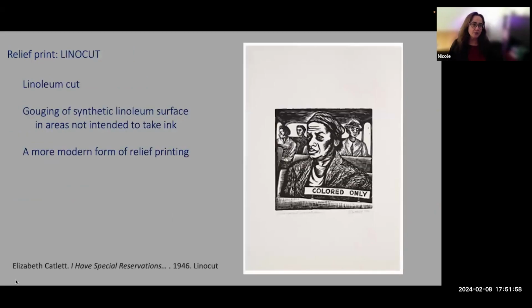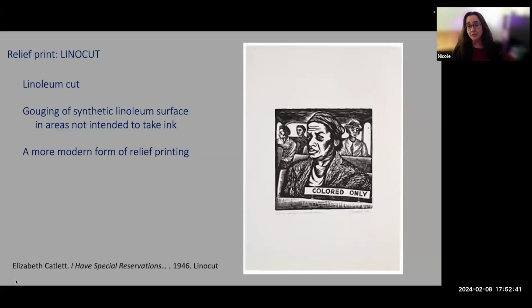Linocut is also a relief printing technique, but it has a different matrix. This is a synthetic linoleum surface. Because linoleum is really soft, it's much easier to carve than wood. It also results in some differences in the way the print looks, or the way the impression looks. There's no grain, and the linoleum can be cut with equal ease in any direction. So subtle details in linoleum cuts are a little easier to make than they are in woodblock prints.